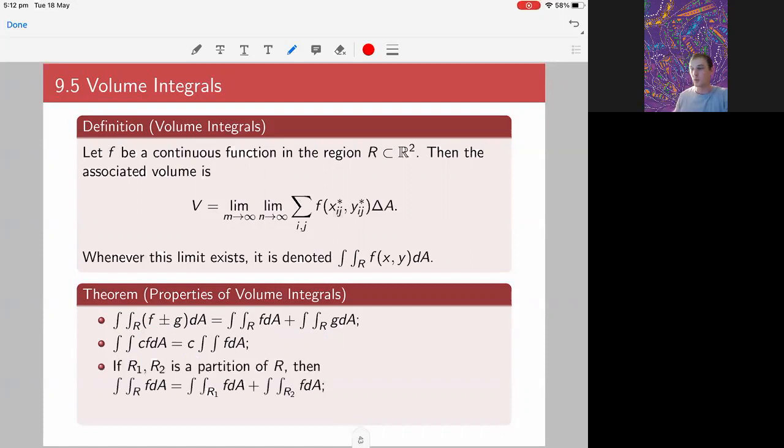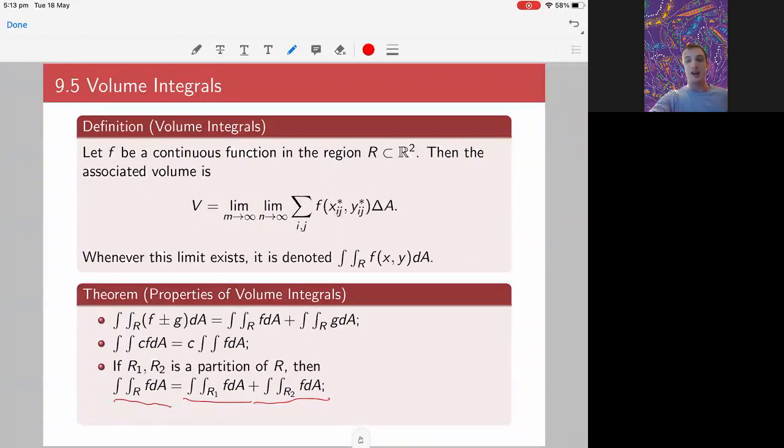Now, here's an interesting one. If R1 and R2 is a partition of R, then the integral of f over that region R is the same as the integral of f over R1 plus the integral of f over R2. Now, I wanted to ask you guys a question, because at least in these units, I haven't really defined explicitly what a partition of a region is.